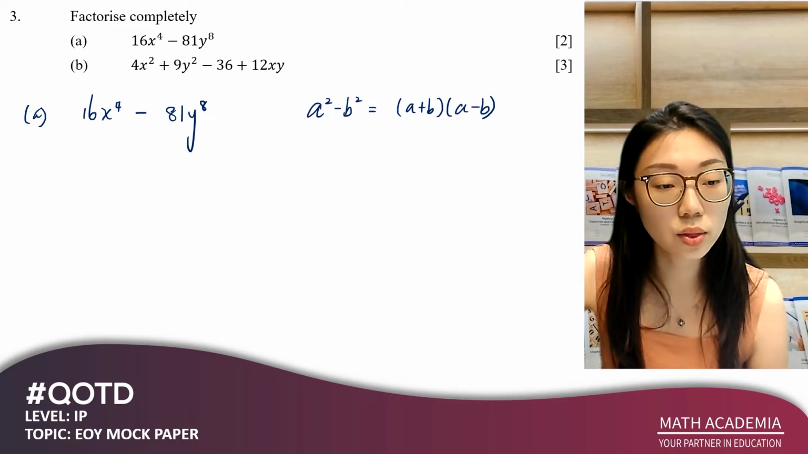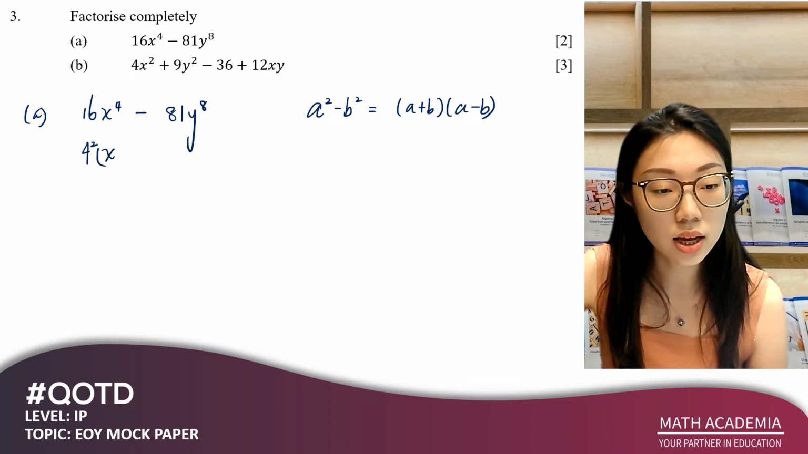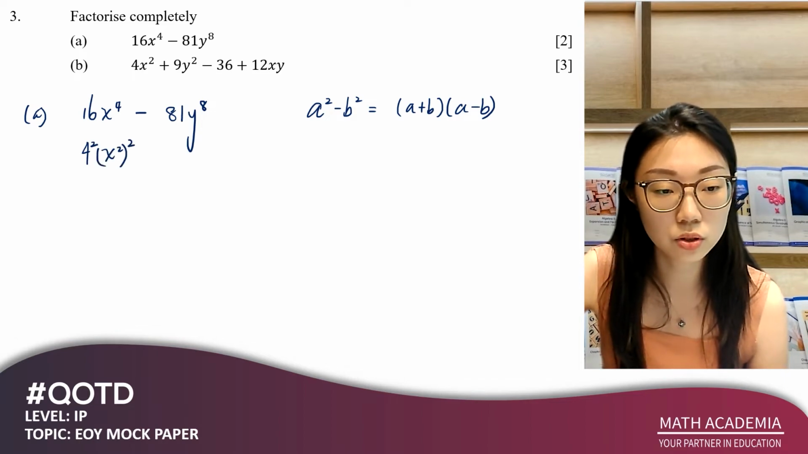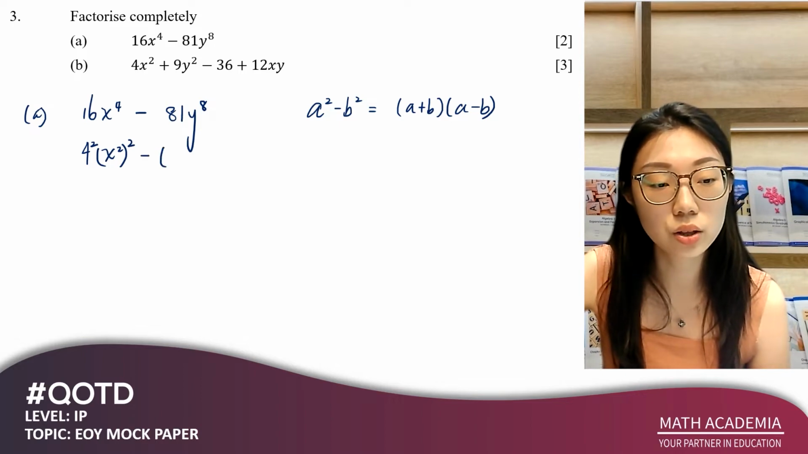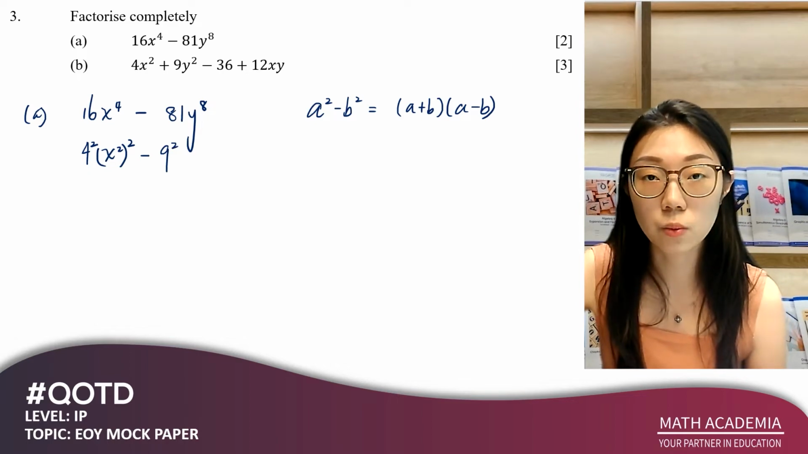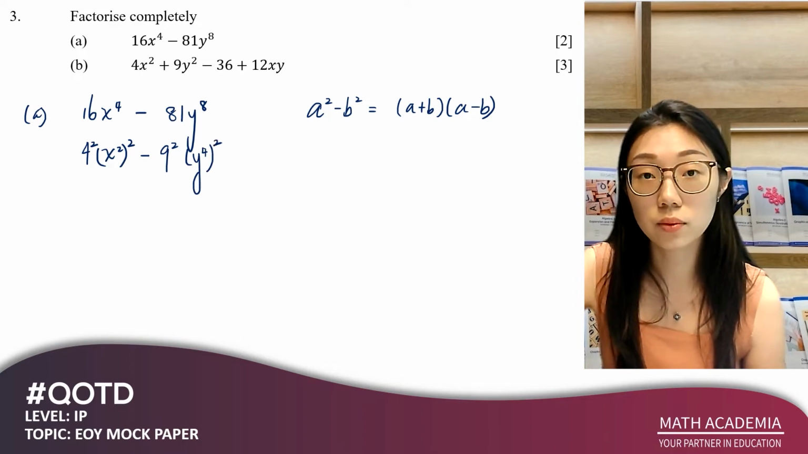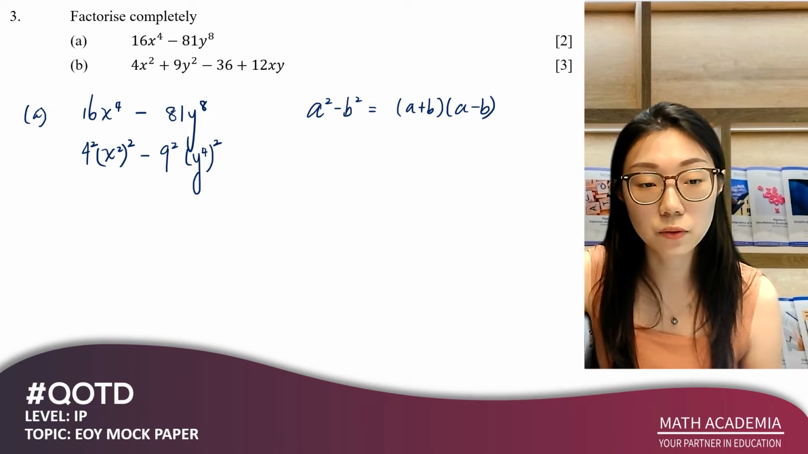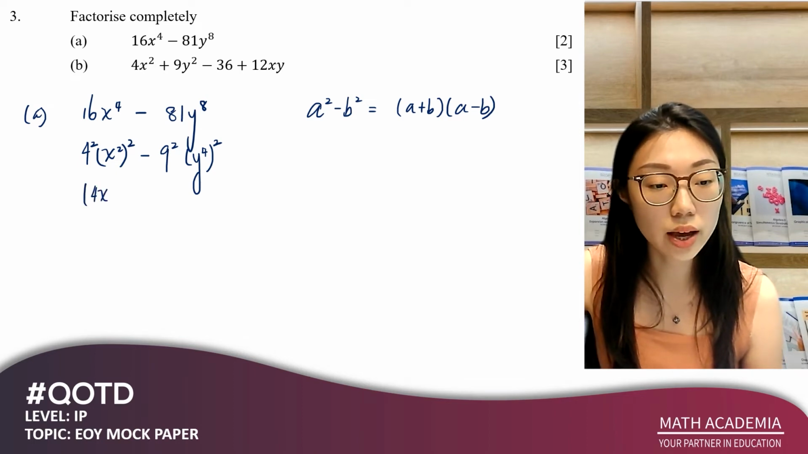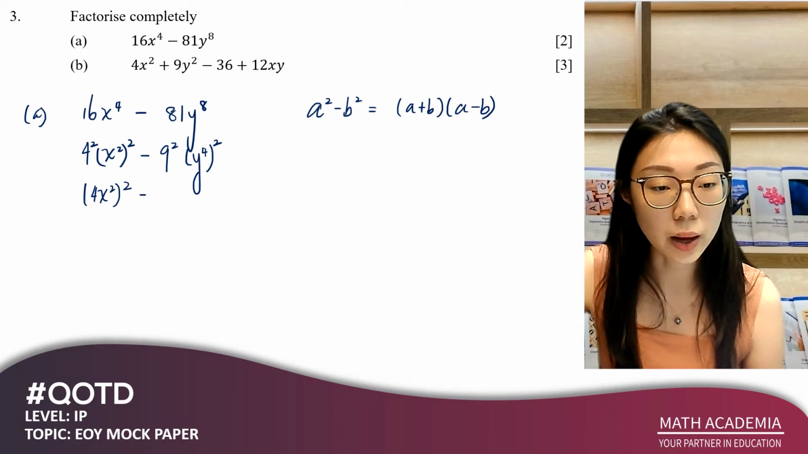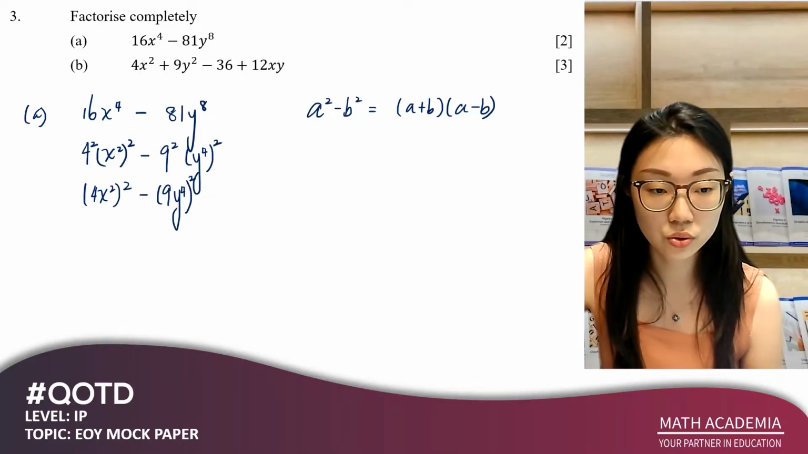Okay, 16 I know that is 4 to the power of 2. x to the power of 4 I know that is x squared to the power of 2. Alright, 81 I know that it's 9 to the power of 2. And y to the power of 8 I know that it's y to the power of 4 to the power of 2. Okay, so from here I can further simplify my expression. I have 4x squared to the power of 2 minus 9y to the power of 4 to the power of 2.